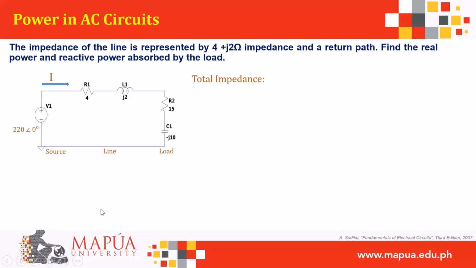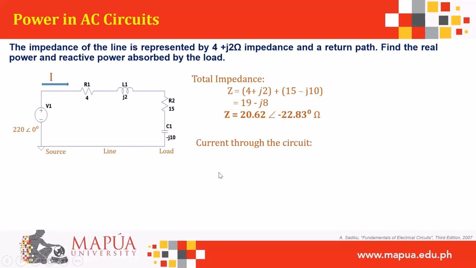So first, we need to get the total impedance Z, which is equal to 4 plus j2 plus 15 minus j10, because they are in series. And that's equal to 19 minus j8. Or, in polar form, we have 20.62 angle negative 22.83 degrees. So the impedance is measured in ohms.